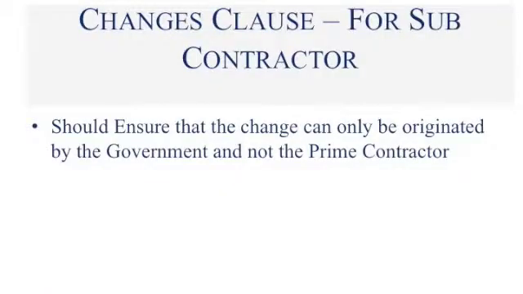On the other hand, if you're the subcontractor, your interests are different. You can accept the changes clause, but you want to modify it. You should modify the clause to ensure that the changed work originates with the government and not just with the prime contractor. You don't want the prime to change your scope of work unless the government has first changed the prime's scope of work. That protects the subcontractor from unilateral acts of the prime that aren't first originated with the government. So that's the changes clause.